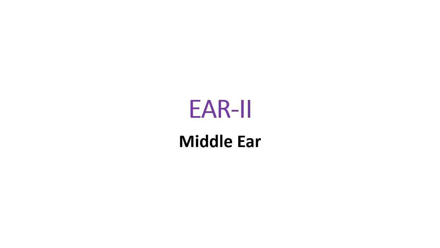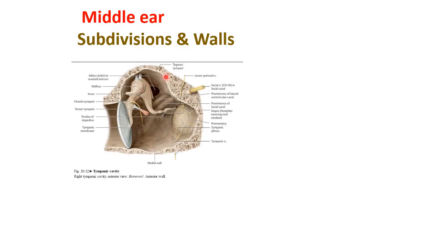Now let's start with the second part of this lecture, the middle ear. The middle ear is an air-filled cavity which is present in the petrous part of the temporal bone and is sandwiched between the tympanic membrane laterally and the internal ear which is present medially. It is a mucous membrane lined space.